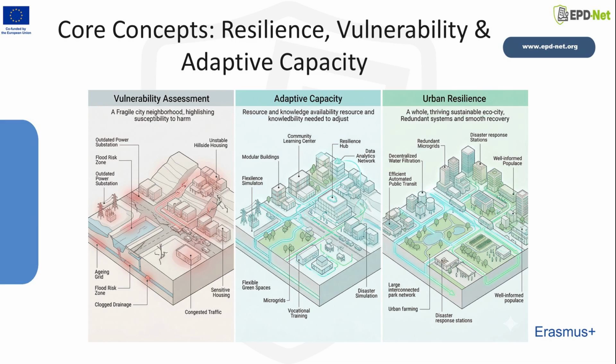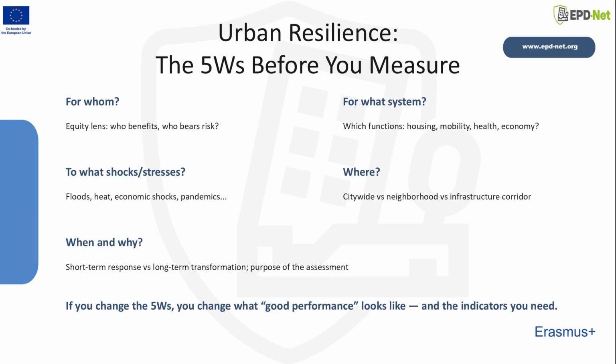assessment framework. Before selecting any indicator, planners need to define the assessment context. A useful way to do that is through the 5W questions. First, resilience for whom? This asks who benefits from resilience and who bears risk, bringing equity and distributional issues into view. Second, resilience for what? This defines the system or function of concern, such as housing, water supply, mobility, health services, or local livelihoods.